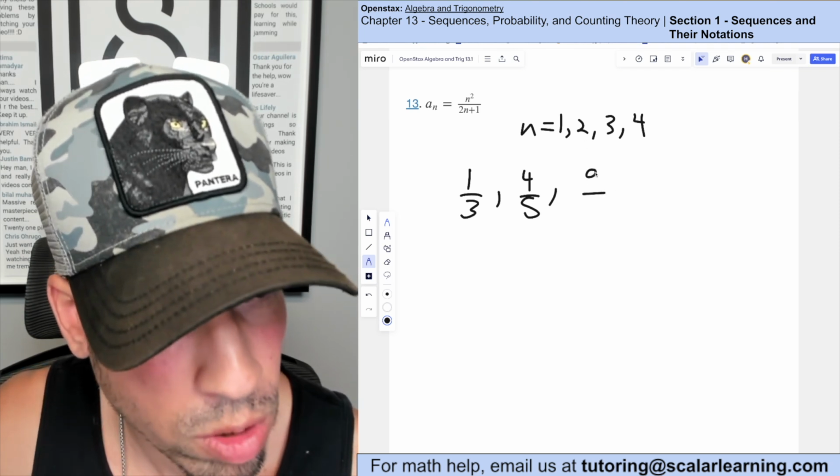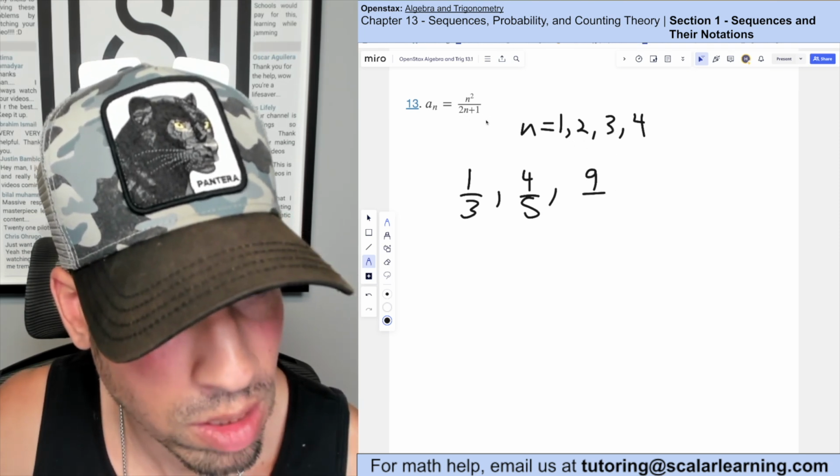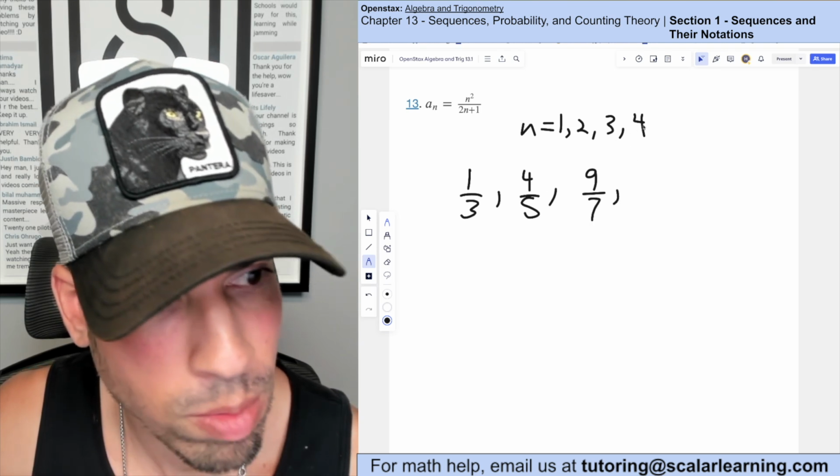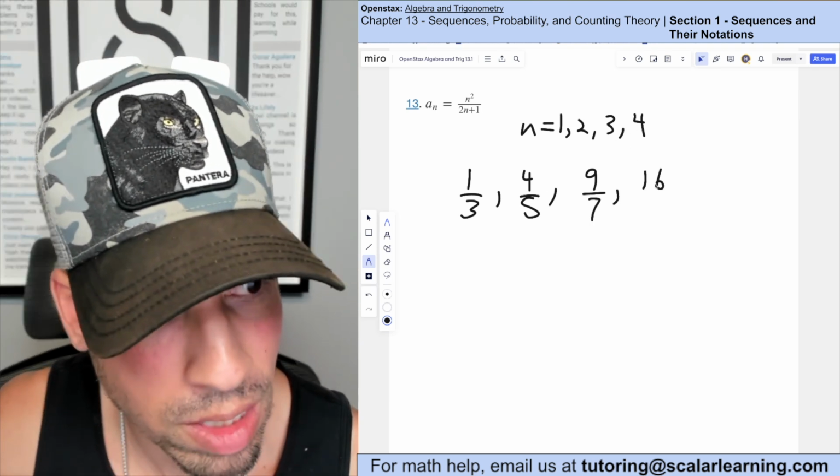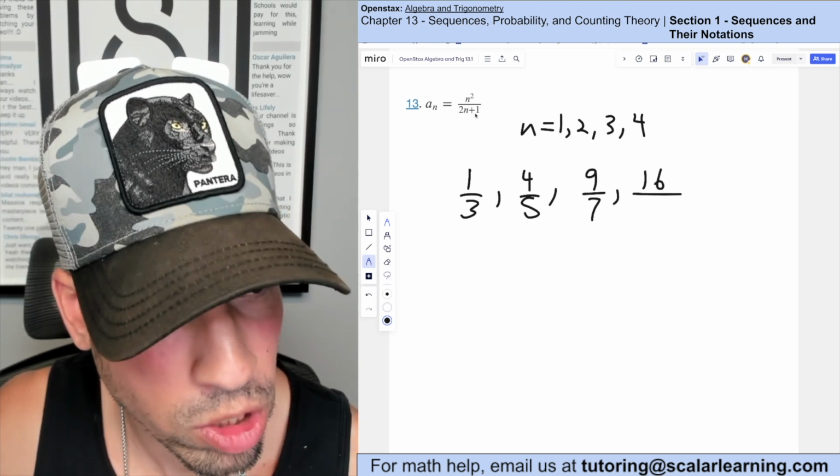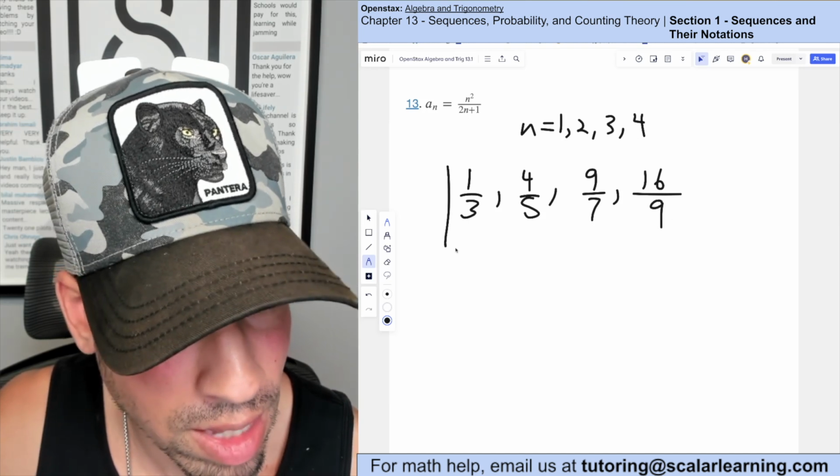Next, we're going to plug in 3 on top. We're going to get 3 squared, which is 9. On the bottom, 2 times 3 is 6, plus 1 is 7. Last but not least, we plug in 4. On top, we got 16 over 2 times 4, which is 8, plus 1 is 9. That's how you do it.